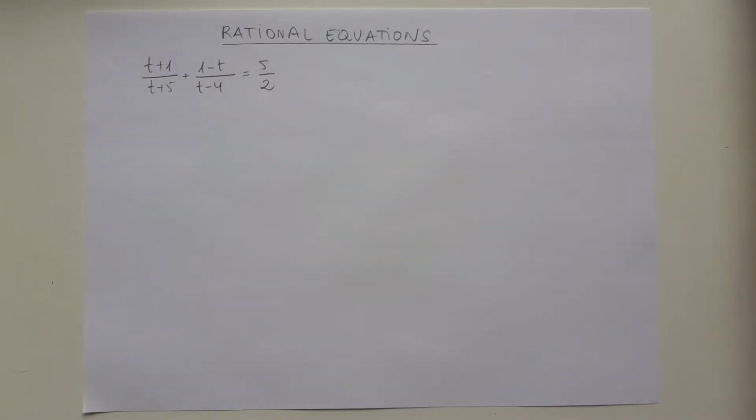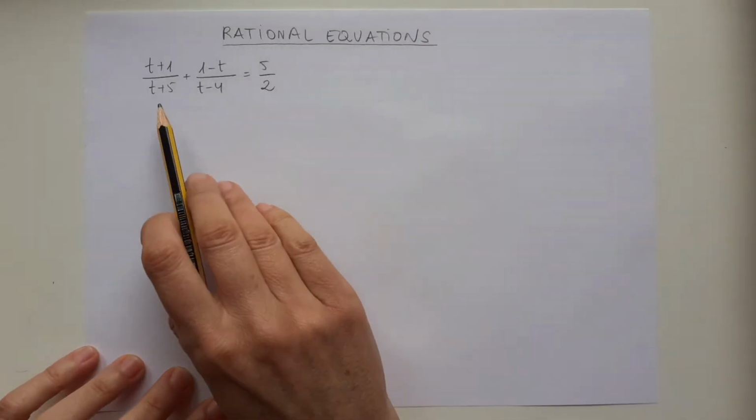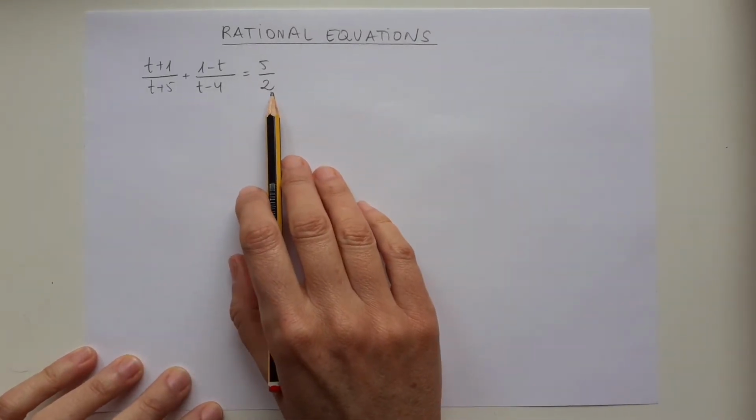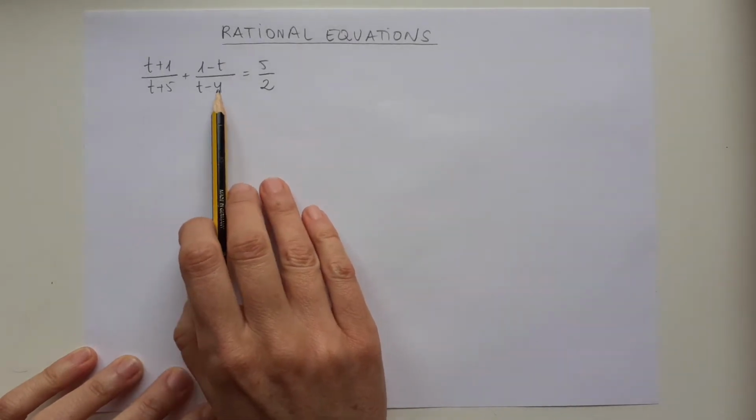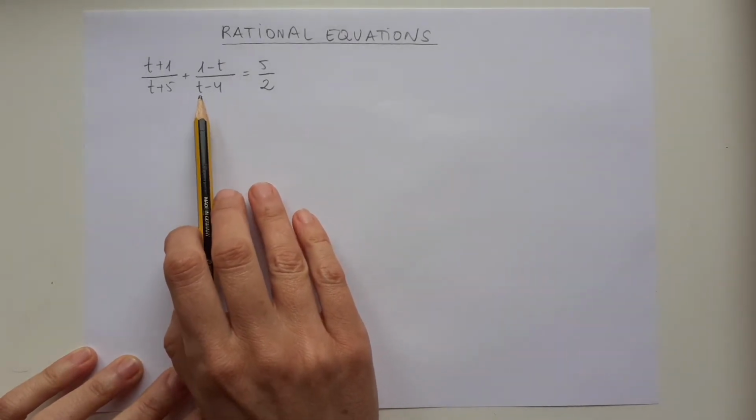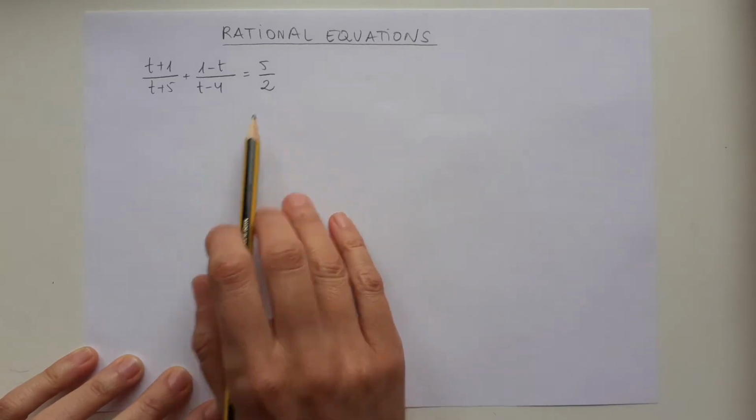Hello, let's solve a rational equation. And why is this a rational equation? Easy, because we have variables in the denominators. That's why. Let's work on this.